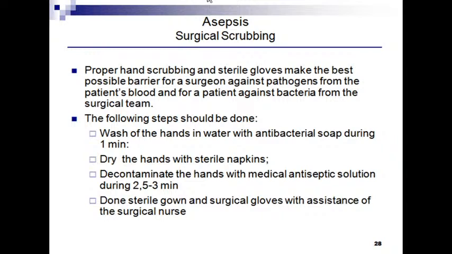The following steps should be done for surgical scrubbing. 4 steps. Wash all the hands in water with antibacterial soap for 1 minute for each hand. You should wash your hands. Each hand should be washed 1 minute in running water and soap.